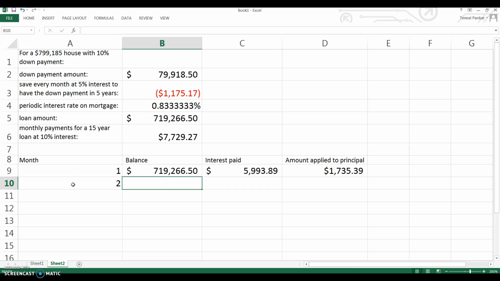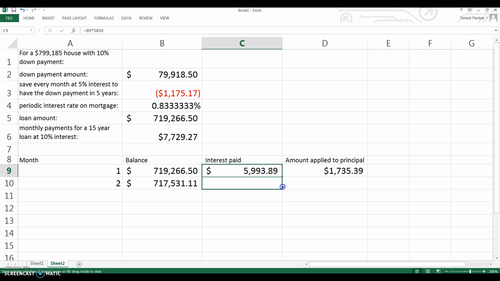All right, now in month 2, our balance is going to be last month's balance minus the amount that was applied to principal. So we paid $1,735.39 against the balance. So it's going to be the balance minus that, and that's how much we still owe. Now in the second month, we're still going to multiply the amount due by the periodic interest rate.